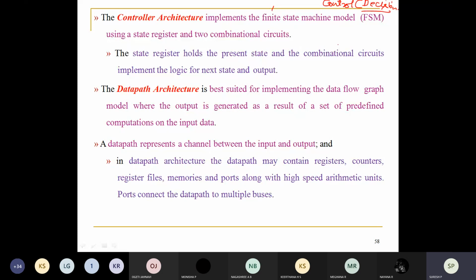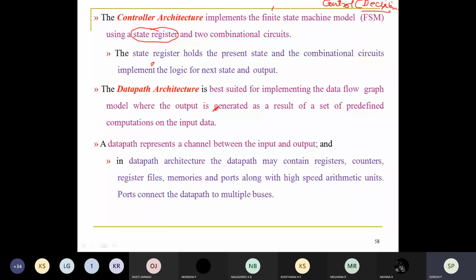So the controller architecture implements what? It is going to implement the finite state machine model using a state register and two combinational circuits. As you know, it makes use of the state register, along with two combinational circuits. The state register is going to tell you what your present state is.